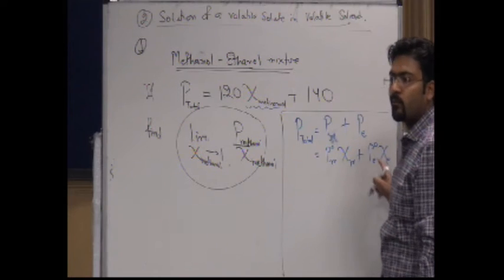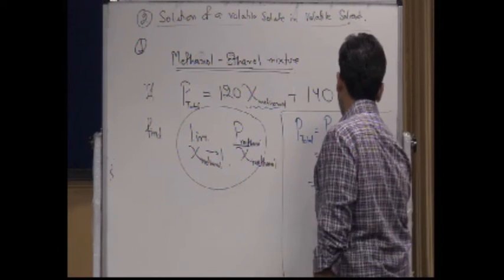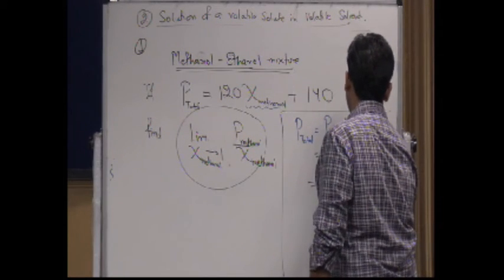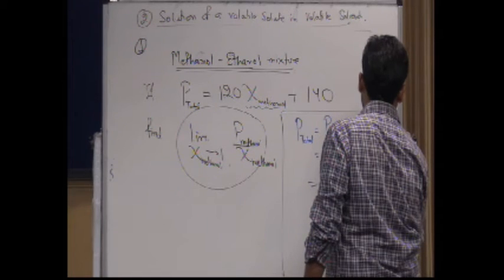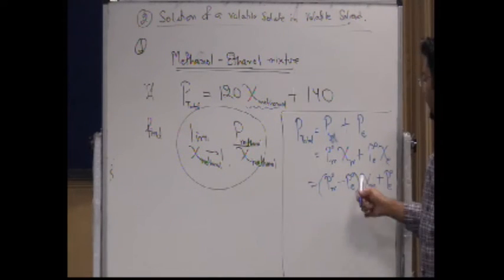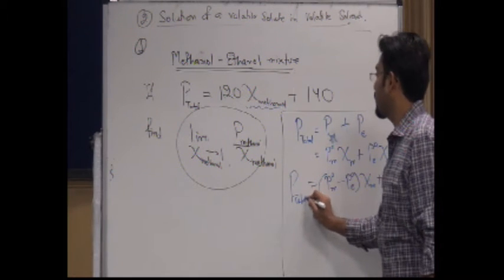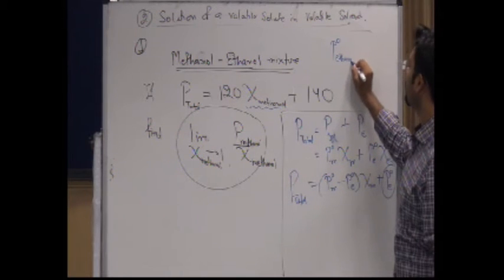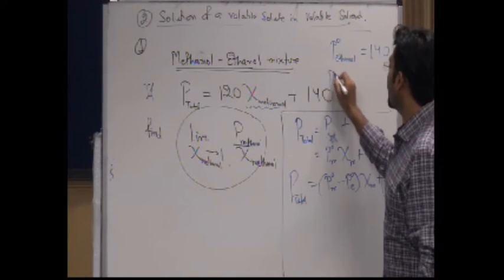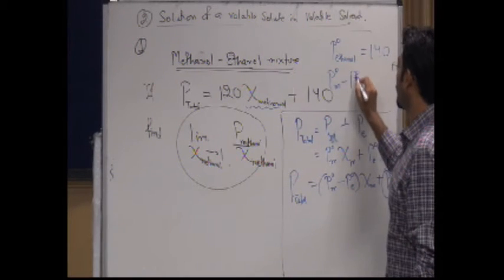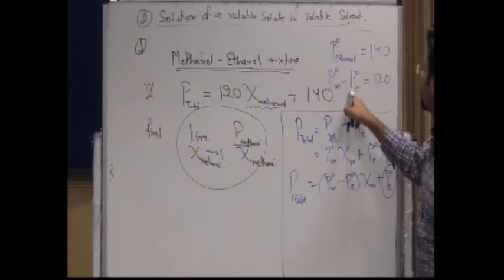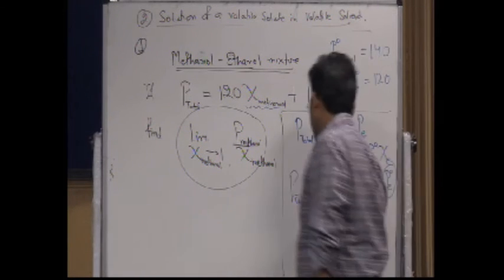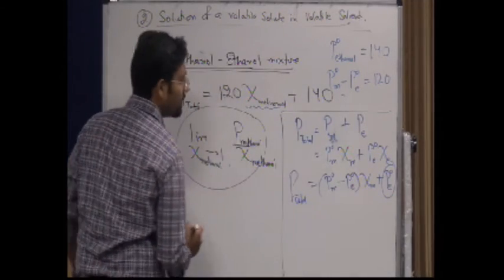So how can I remove it? 1 minus mole fraction of methanol. So it will turn out to be P naught of methanol, 1 minus this, so minus P naught of ethanol into mole fraction of methanol plus P naught of ethanol. So if I compare this equation with this one, I can see the value of P naught of ethanol is 140, and the value of P naught of methanol minus P naught of ethanol is 120. Since this value is 140, it will be 120 plus 140, which is 260. So P naught of methanol turns out to be 260.